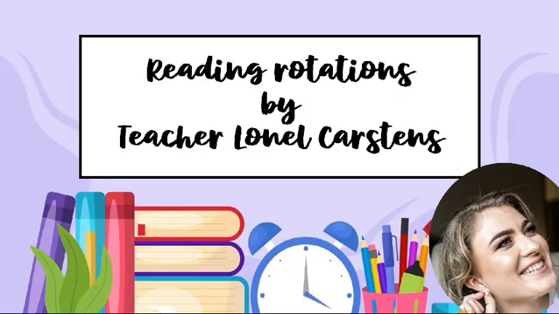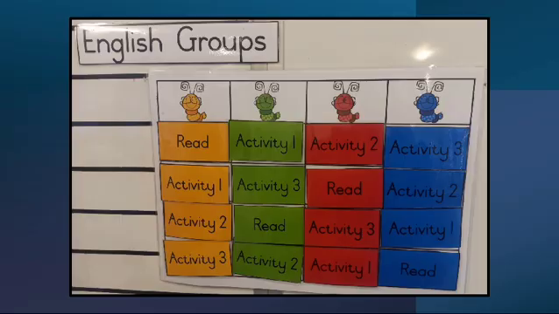Hi everyone, this is Lunel and I'm going to walk you through my reading rotations. So these are my English groups. I have 4 different groups and I usually have a magnet that I move down to show my children where we are busy with. This is also how they know what is expected of them while I'm busy on the mat. So I'll first read with my yellow group.